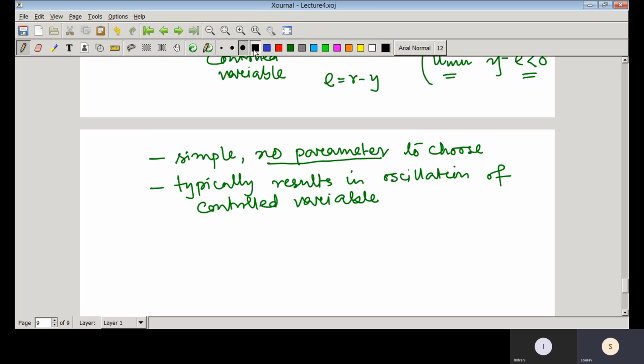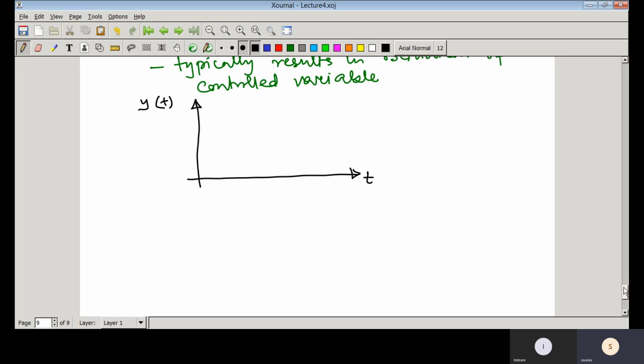So how does it look? Suppose this is the t-axis, and here you have the controlled variable y(t), and suppose you have set the reference command r here.